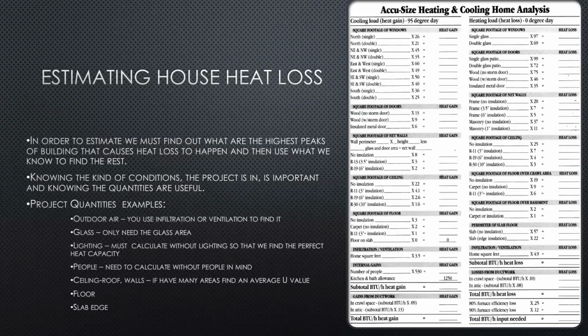For lighting, you have to calculate without lighting so that you find the perfect heat capacity. And for people, we need to calculate without people in mind. For ceiling, roof, and walls, if you have any areas, find the average U value. For floor and slab edge, I didn't really have anything, but for the floor, it really depends on what type of material you're going to be using. Same goes for the slab edge.